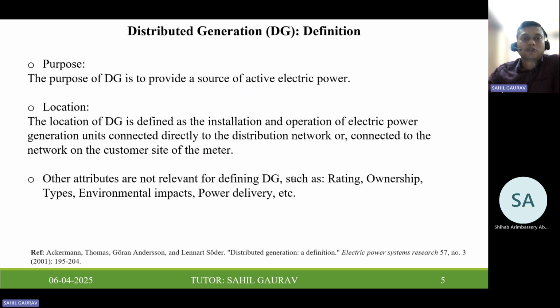So these are the two attributes by which we define distributed generation, and other attributes are not relevant for defining DG, like rating, ownership, type, environmental impacts, power delivery. You can find this definition of DG in this reference, Ackermann et al., in the article named Distributed Generation: A Definition.